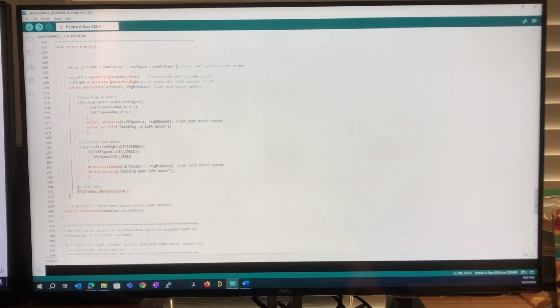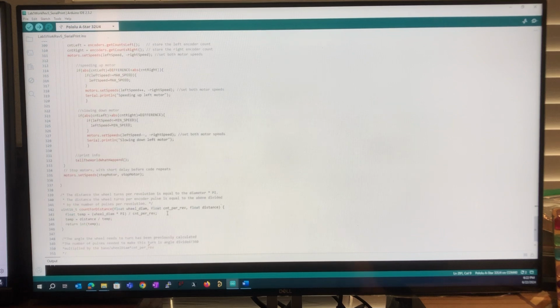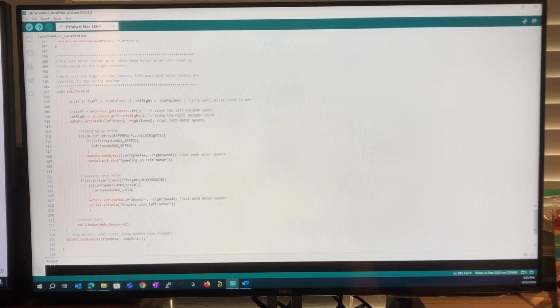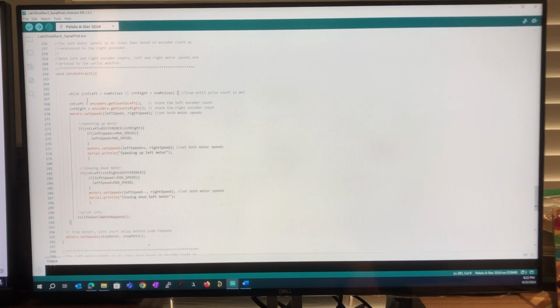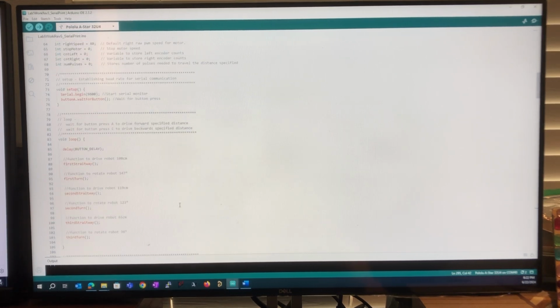What I'll be doing is printing what's going on. Tell the world what happened here. Again, not needing submission, but I'm telling the left and right motor pulse counts and the speeds. Once this is no longer true, we break out of this. We stop the motors, setting them to 0. And then we go on to our next function within that loop, which is the first turn.